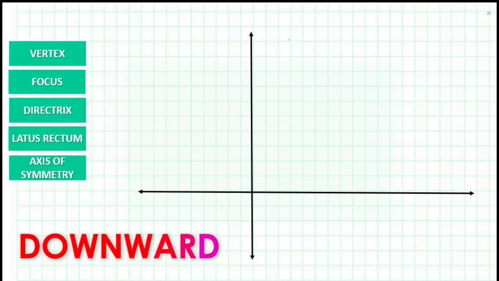Let me again illustrate the parts of a parabola, but this time by graphing a parabola that opens downward. So again, the starting point is the vertex, and that will be represented by HK. So say for example, in this parabola, the vertex will be plotted somewhere here along the first quadrant. That will be labeled then as HK.